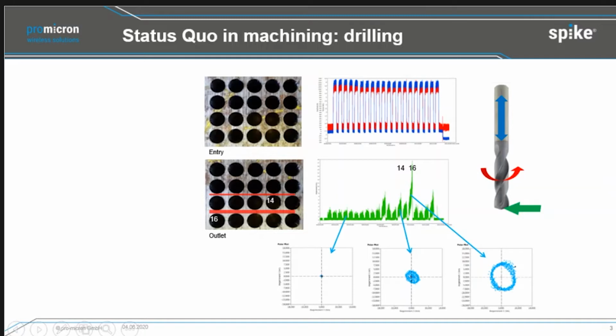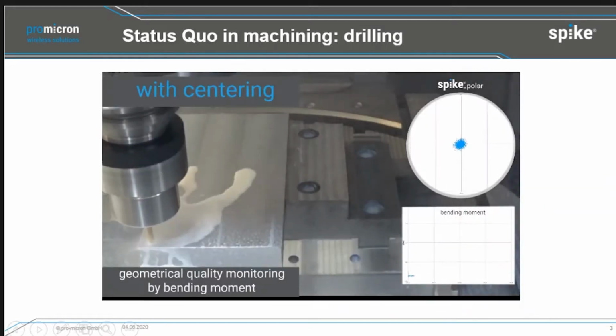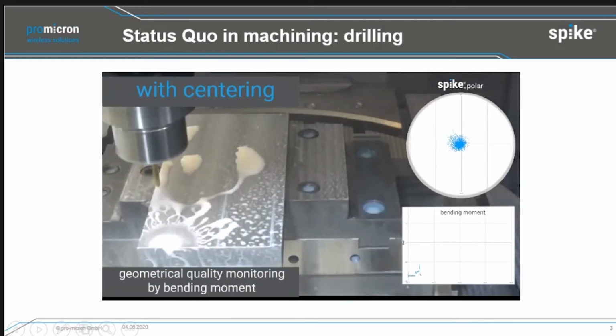As the bending moment increases, the spike polar also widens up, and in the extreme case of drill hole 16, we get a complete circle. So we can tell the machine again, wait, there was a mistake with your drill hole, and so there's no need to check the part afterwards, because we already did some sort of quality check within production. So again, let's have a closer look at how it could look.